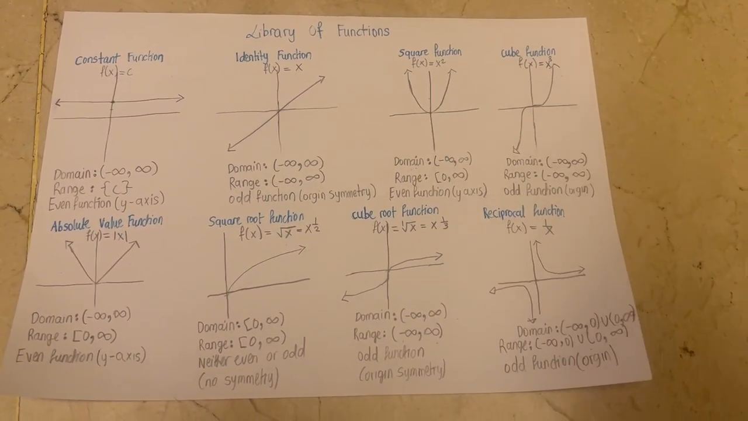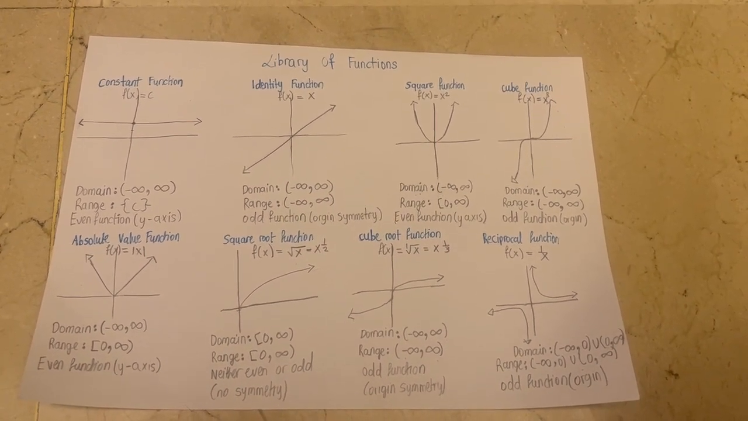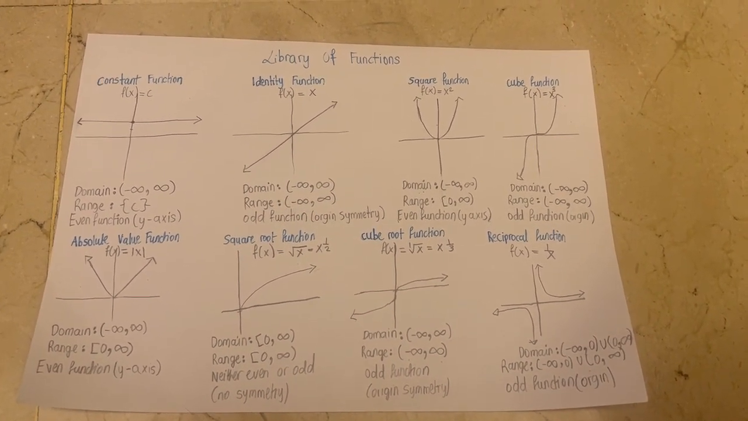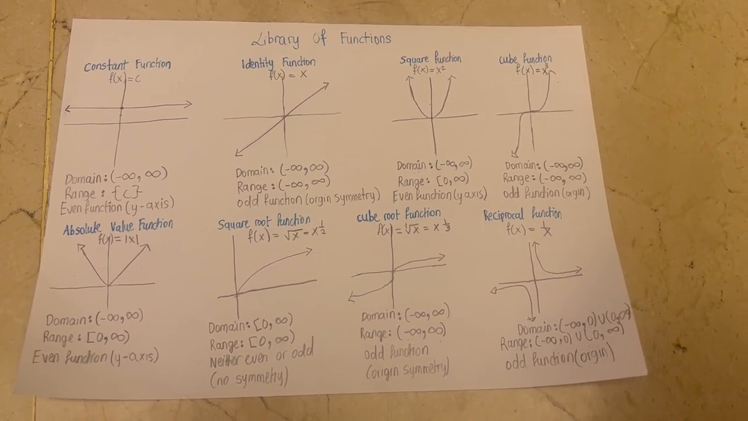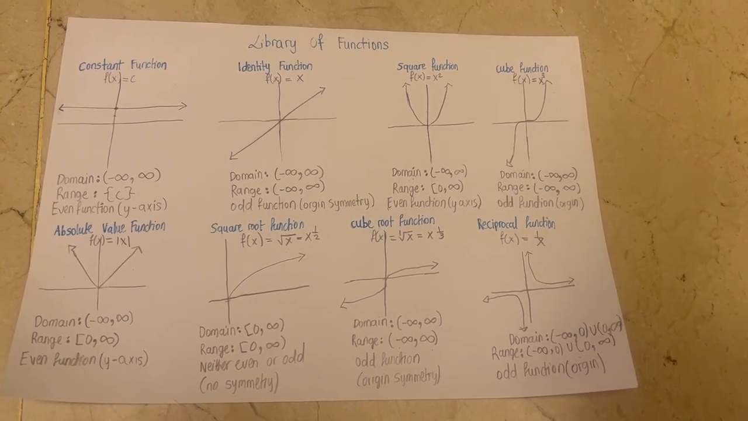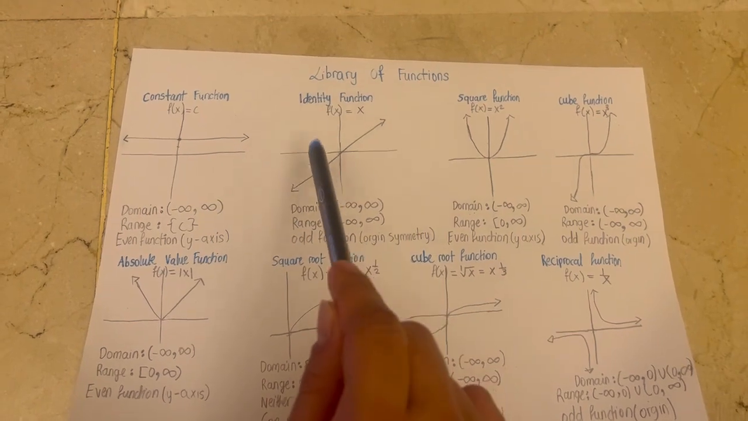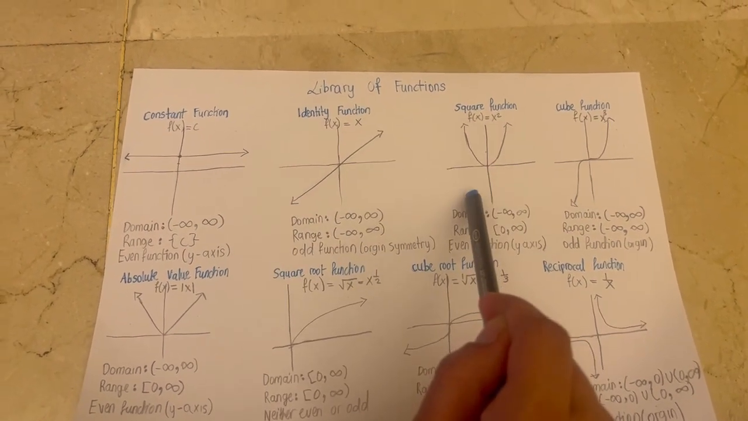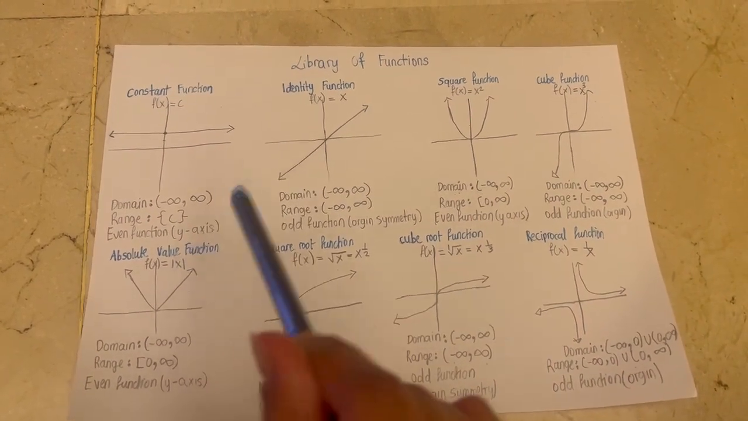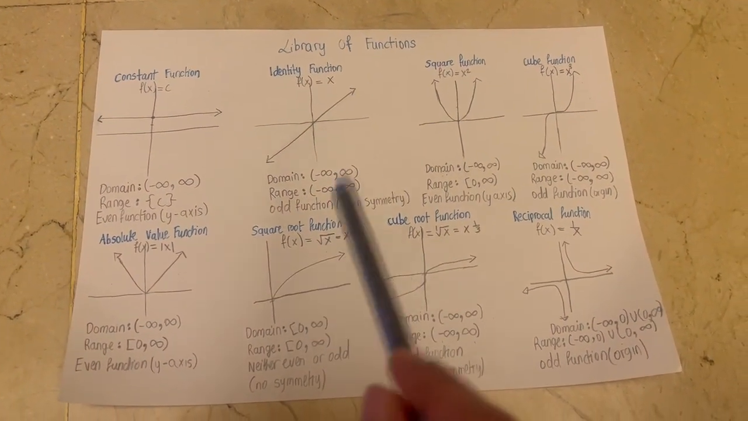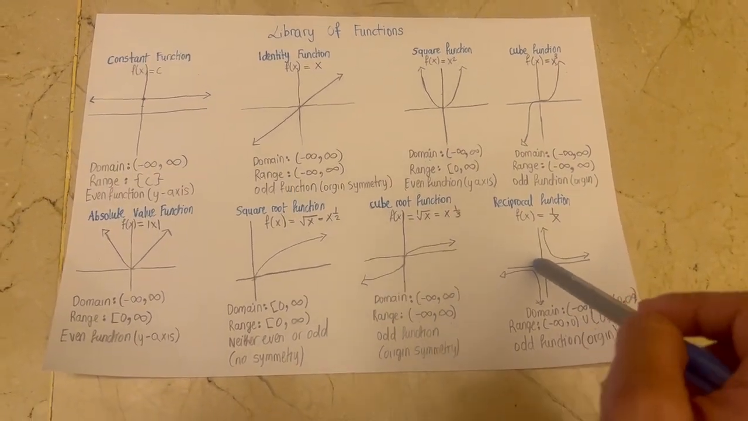Okay, so our topic today will be library of functions. We'll be discussing the different types of functions. The types of functions can be broadly classified into 8 main types. Here we have the constant function, identity function, square function, cube function, absolute value function, square root function, cube root function, and lastly, the reciprocal function.